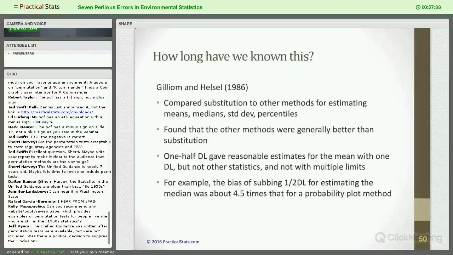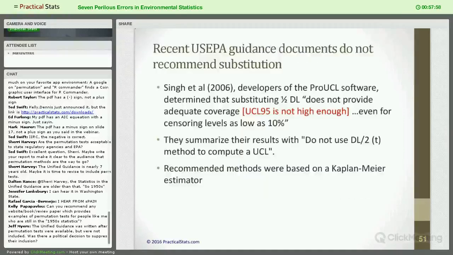We've known these kinds of things for a long time. Here are two esteemed statisticians who are gray, at this point, and published something back in 1986 that said when you're thinking about means and medians and those kinds of things, summary statistics, substitution doesn't work well. There are better methods. They listed some of those methods. So that is now 30 years ago. Am I counting that right? 30 years ago this year.